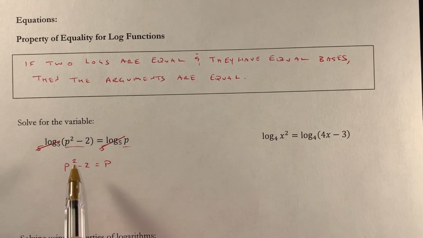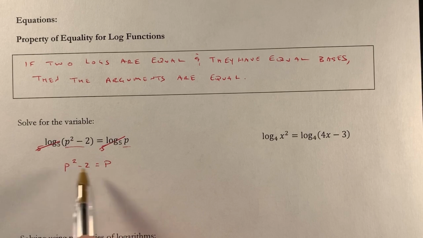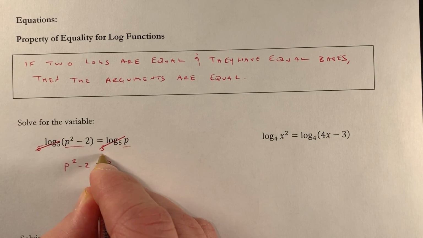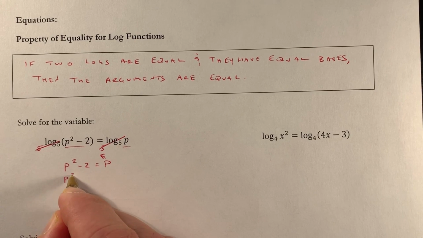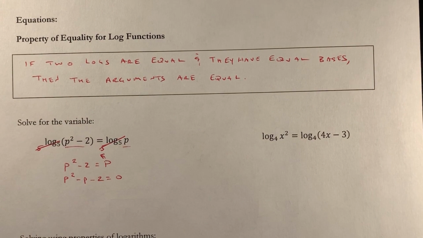Now, since I have a p squared and a p, I want to get everything to one side where the p squared is positive. So I'm going to move this over to the other side, so I get p squared minus p minus 2 equals 0. Now I can solve by factoring.